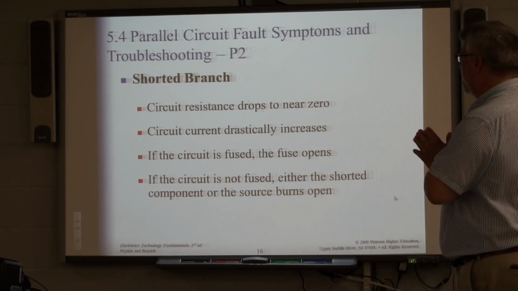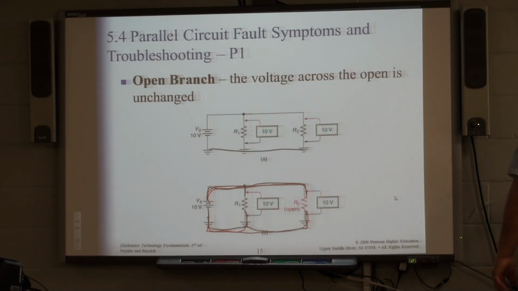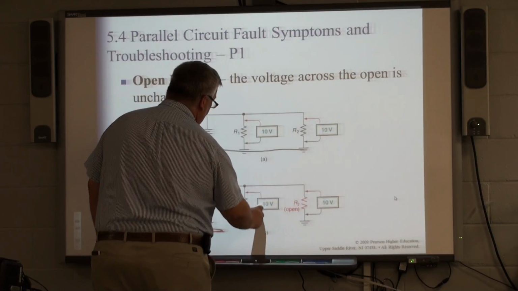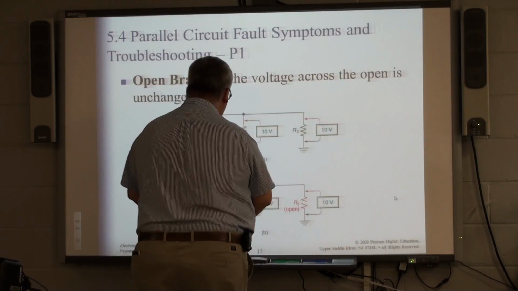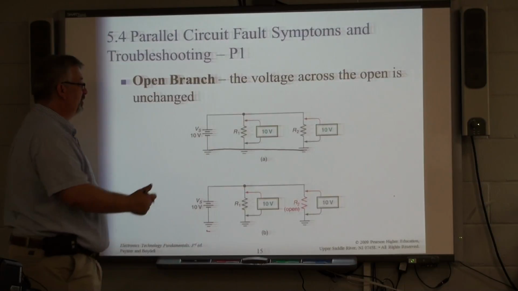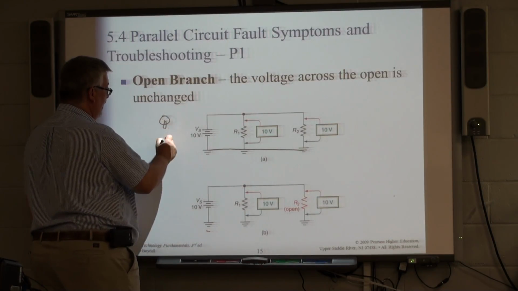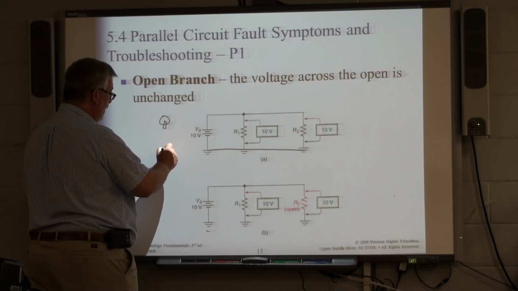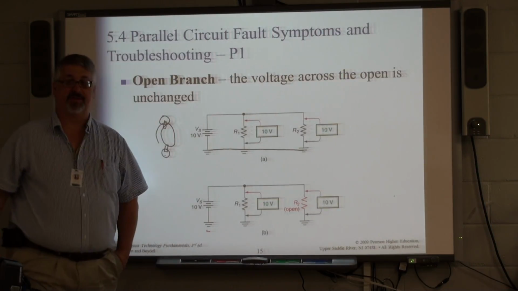Shorted branch. This is where it gets really fun. I'm gonna erase my handiwork here. If we have a short across a branch here, so we talked about that glob of solder. So I drop, you know, I got these leads on the back of here. Here's my lead coming out of this guy on the back side of this board, and here's my lead here. And something happens and I drop something that shorts those two out.